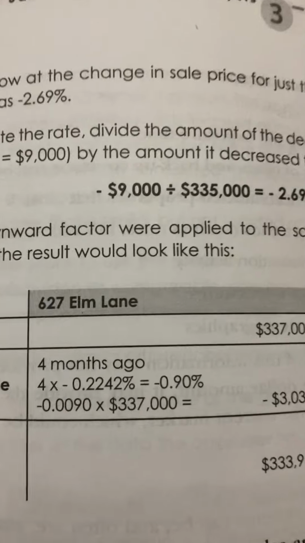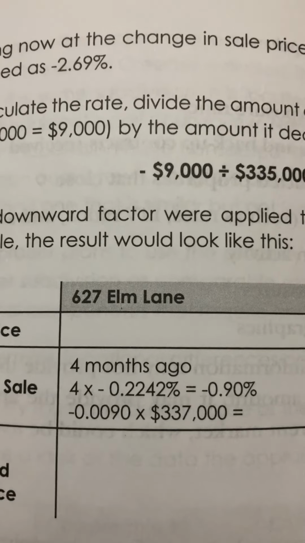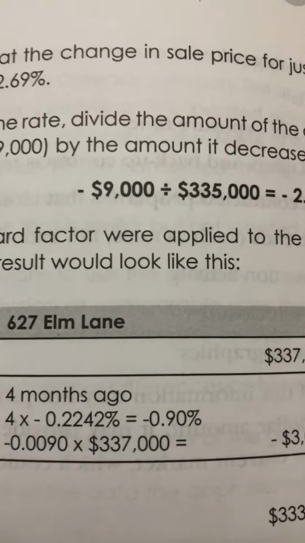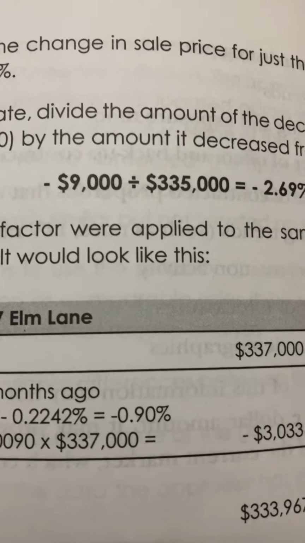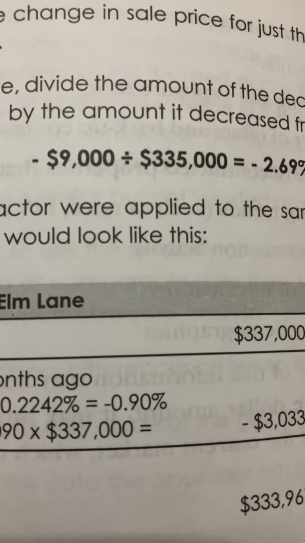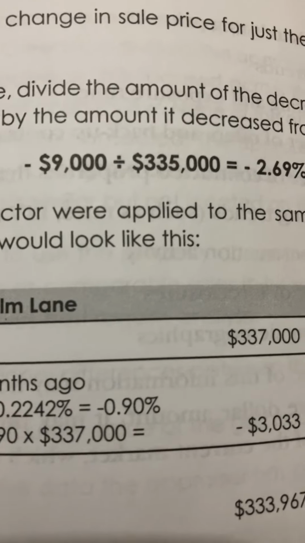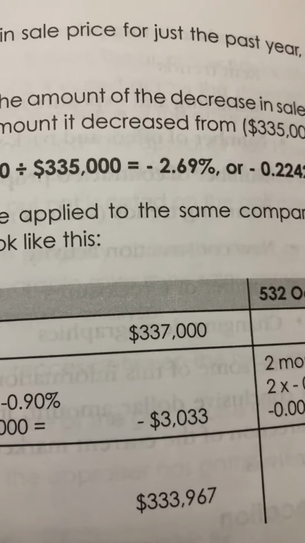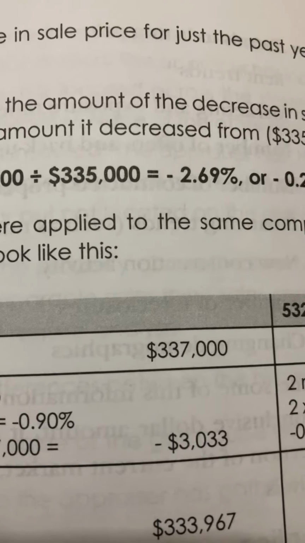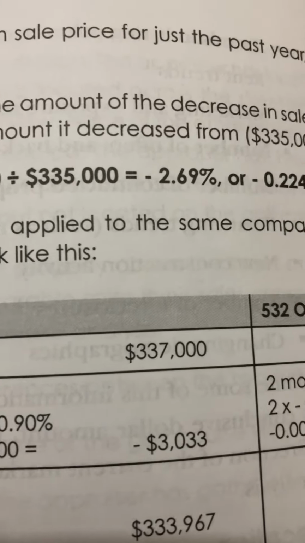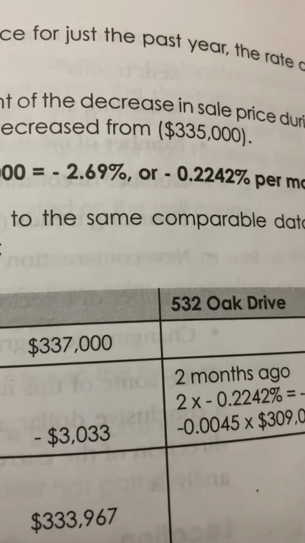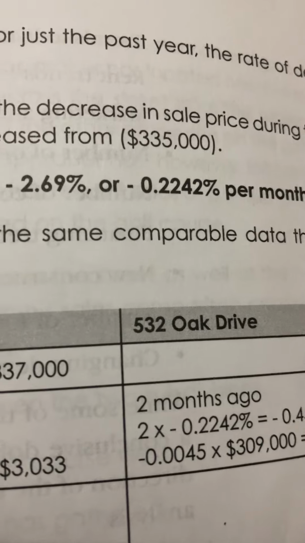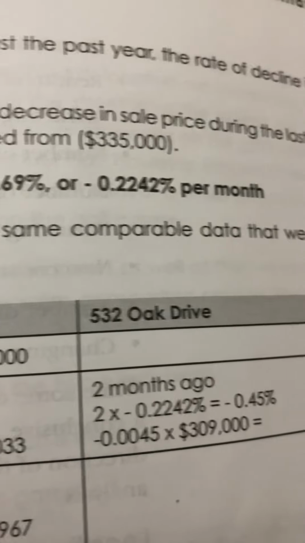Here's the formula. You have the negative $9,000 divided by the higher earlier sale of $335,000. It then equals negative 2.69%, or negative 0.2242% per month.